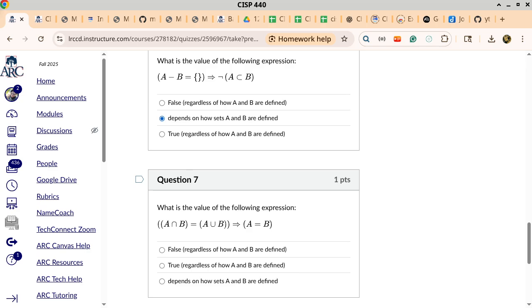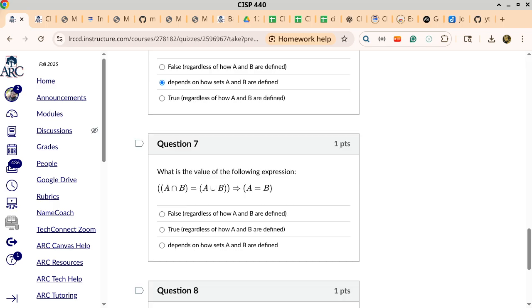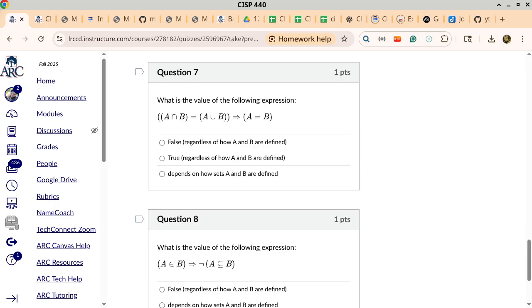All right. So now we move on to question number 7. What is the value of A intersect with B equals A union with B? If that side is true, then A and B are the same. So this one is true regardless of how you define A and B. So this is always true.